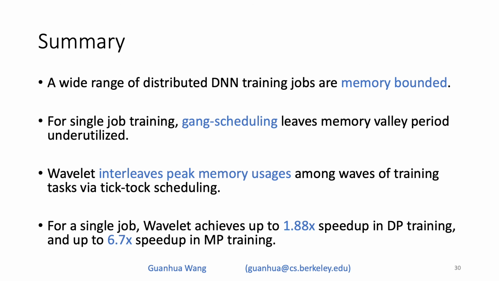So the summary is that there is a wide range of distributed DNN training jobs that are memory bounded on the accelerators. And for a single job training, the gang scheduling policy leaves the memory valley period underutilized. Wavelet interleaves peak memory usage among different waves of training tasks via our Tick-Tock scheduling policy. And for a single job, Wavelet can achieve up to 1.88x speedup in data parallel training and up to 6.7x speedup in model parallel training using the same group of accelerators.